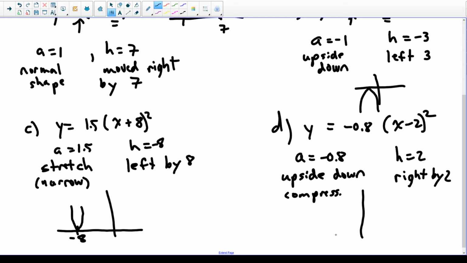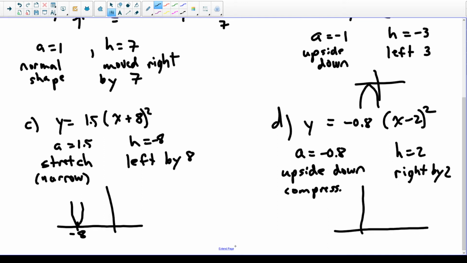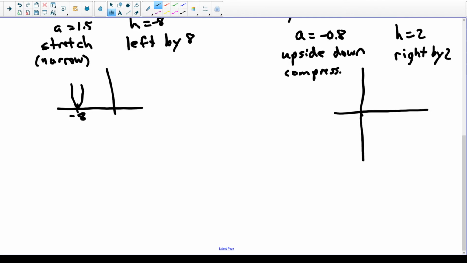So if we then graph this parabola, I'm going to need more room down below here. Right by 2, so our vertex is about here. It's upside down and compressed, which means it's wider, which I probably should write here. Okay, so I'm exaggerating it a little bit just so you can see that it's wider than it was before. And that's all of question 2.